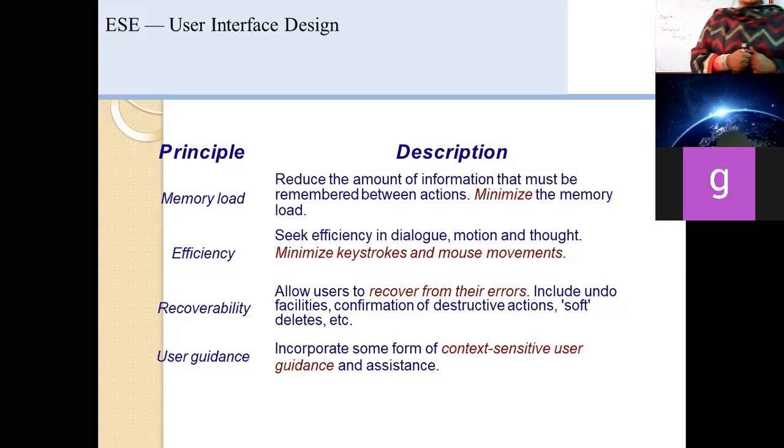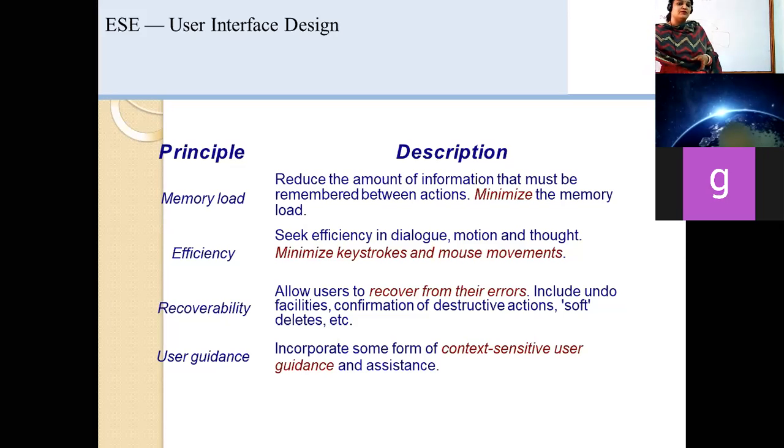Next is user guidance. Incorporate context-sensitive user guidance and assistance. There should be user guidance and assistance at every level, in every command, in every menu. Suppose I am not able to use a particular menu and I don't know what it is for. There should be context-sensitive guidance for every menu or command, so that if I am not familiar with that command, I can use help to understand what this command means and what it is going to do. That should be there in the user interface.